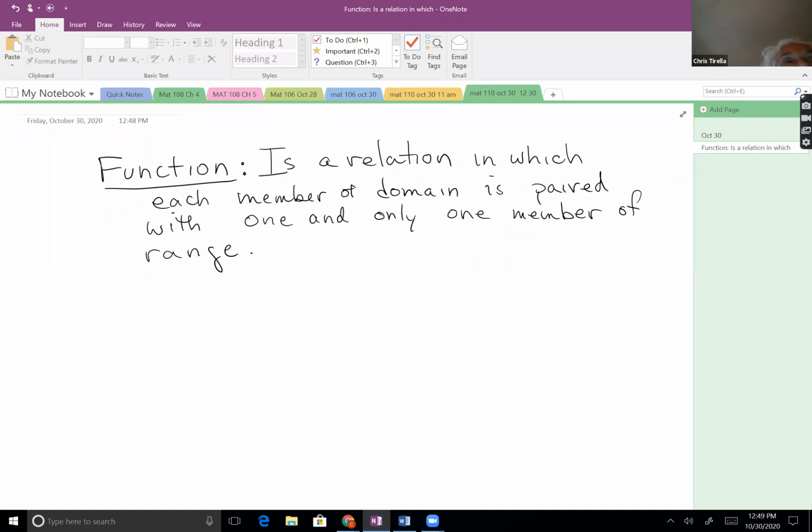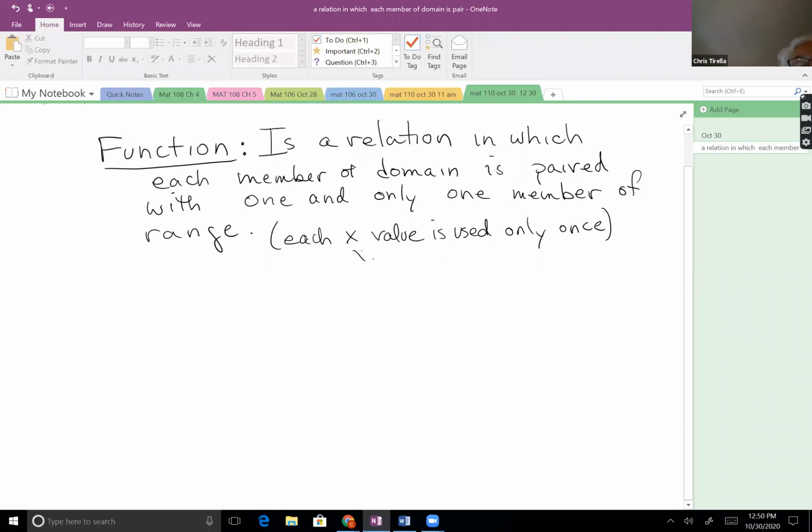For practical purposes, what does that mean? That means that each x value is paired with only one y value. Each x value has a single y value pair. And so in terms of that idea, some people look at it as the fact that each x value is used only once. The x values cannot repeat.